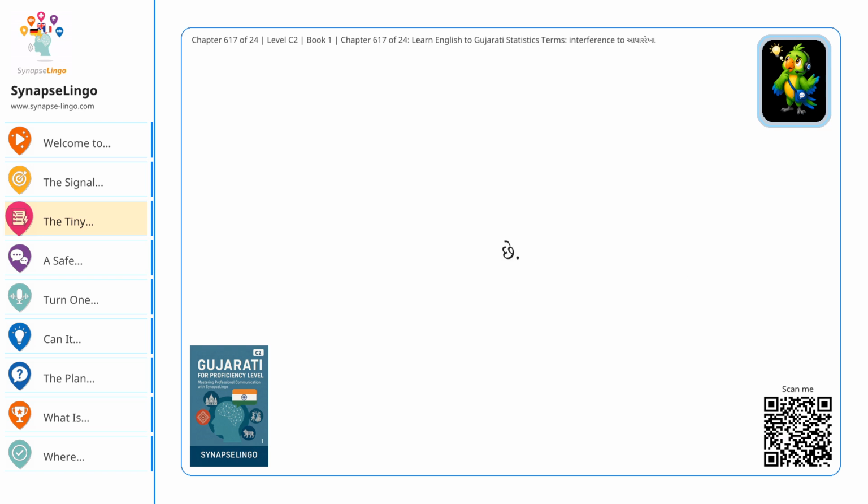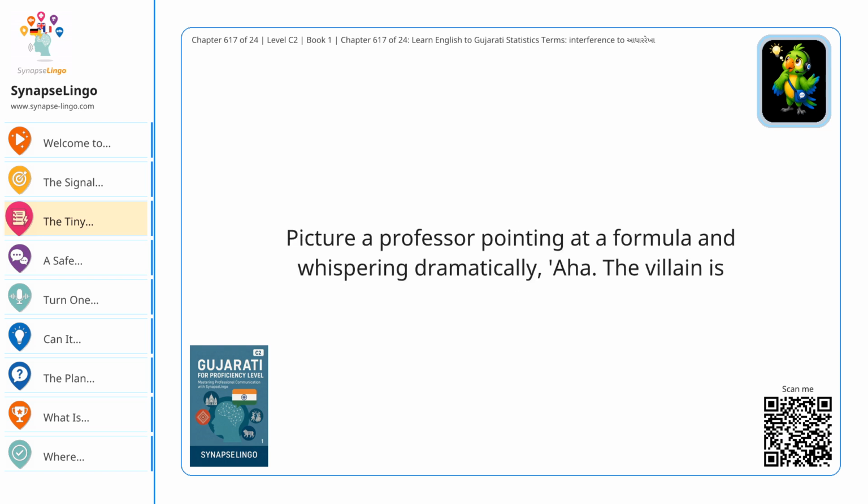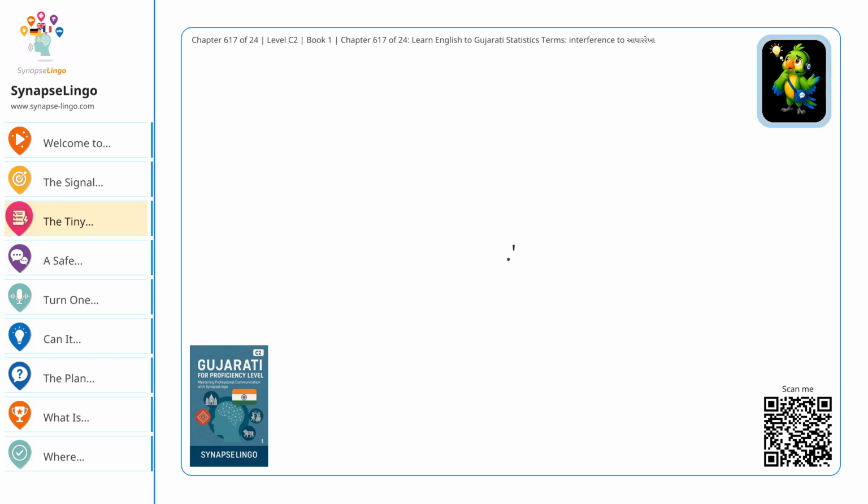ભૂલપદ. che. Picture a professor pointing at a formula and whispering dramatically, aha. The villain is ભૂલપદ. Not the student. The term.